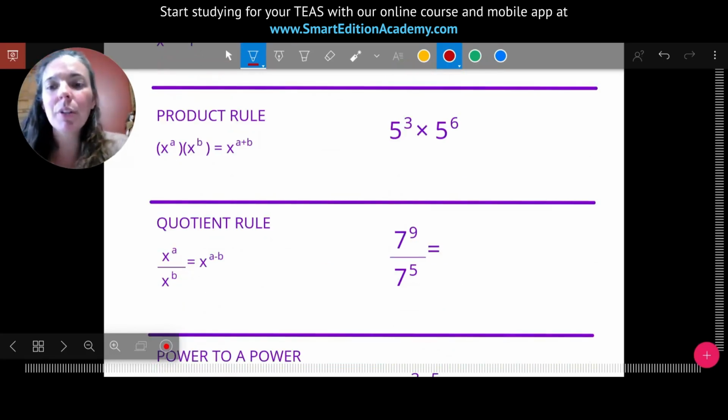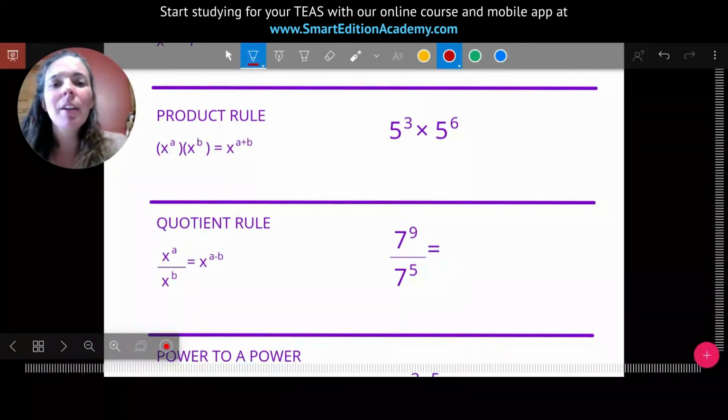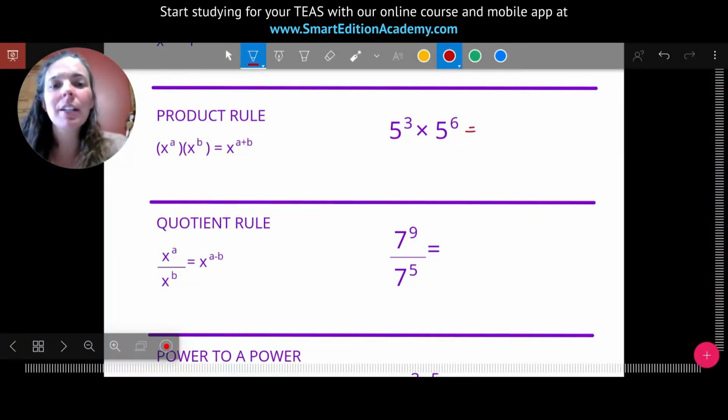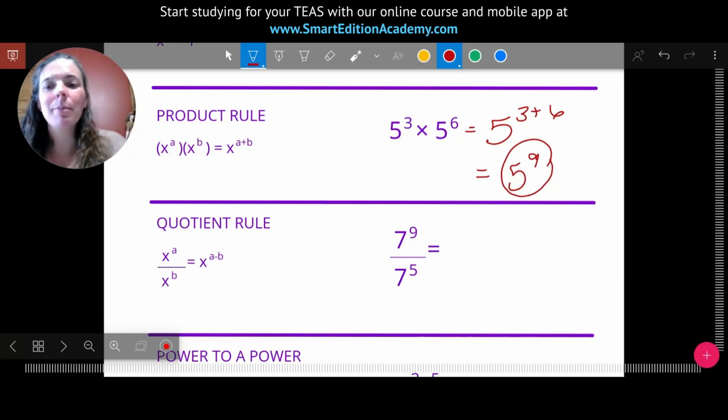So the product rule is when we are multiplying. So I have an exponent with the same base. Okay, so we have x to the a times x to the b. The rule is that we add those exponents. So I'm just going to add the exponents. So looking at an example, 5 to the third times 5 to the sixth. You would keep the base, and 3 plus 6 would become your new exponent, which would just simplify to 5 to the ninth. Okay, so product rule says if we're multiplying exponents with the same base, we just add those exponents.